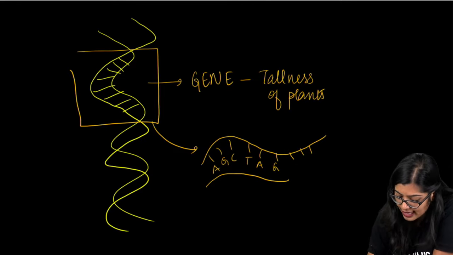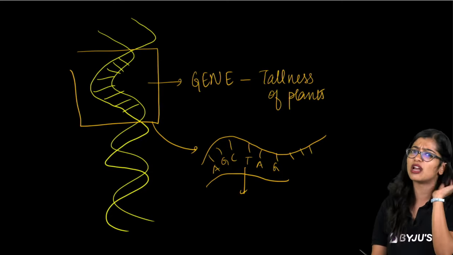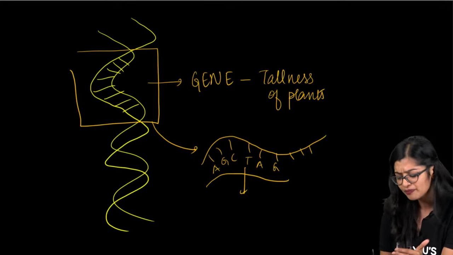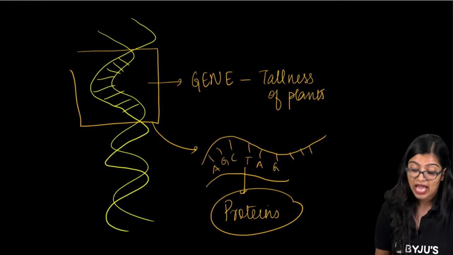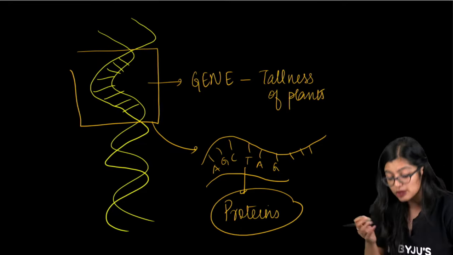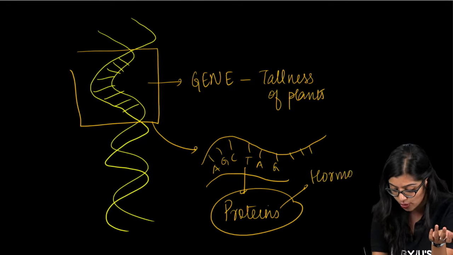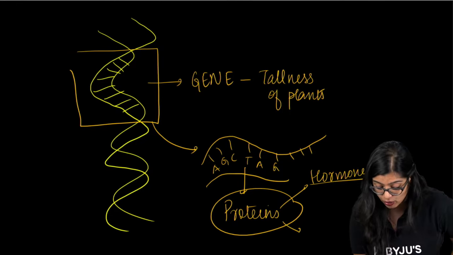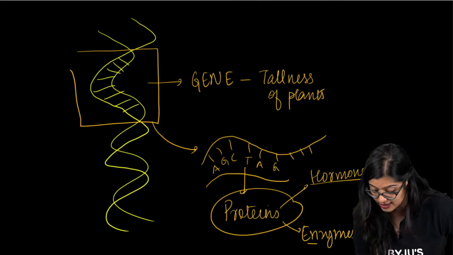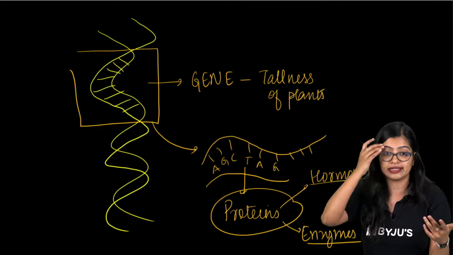This code will be interpreted in multiple steps that you will learn in your 11th and 12th grade, which I'm not getting into. But in multiple steps, it will get interpreted and it will form proteins, right? Once these proteins are formed, they could be hormones, so the code is for hormones to be produced, like growth hormone or auxin. Or they could be enzymes, which will trigger certain reactions within the body, right? So in this way, it will go on in this manner.